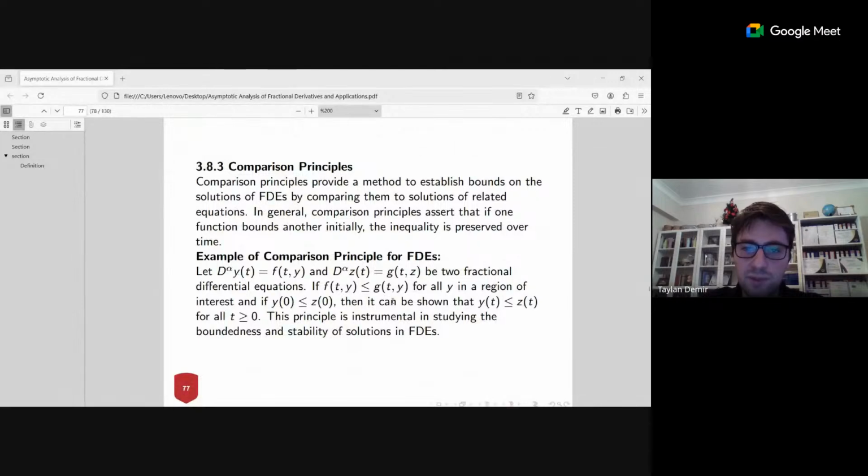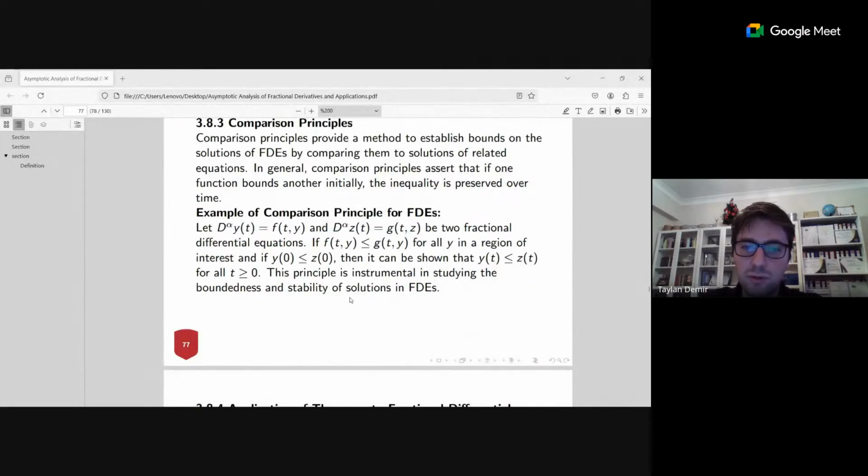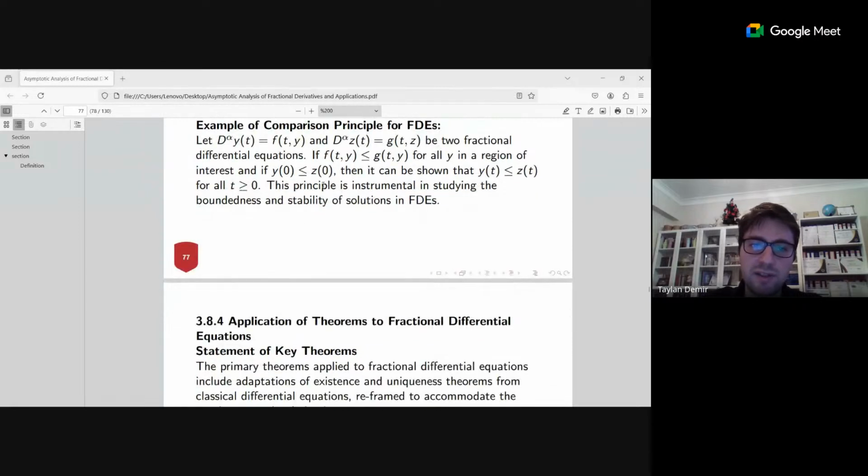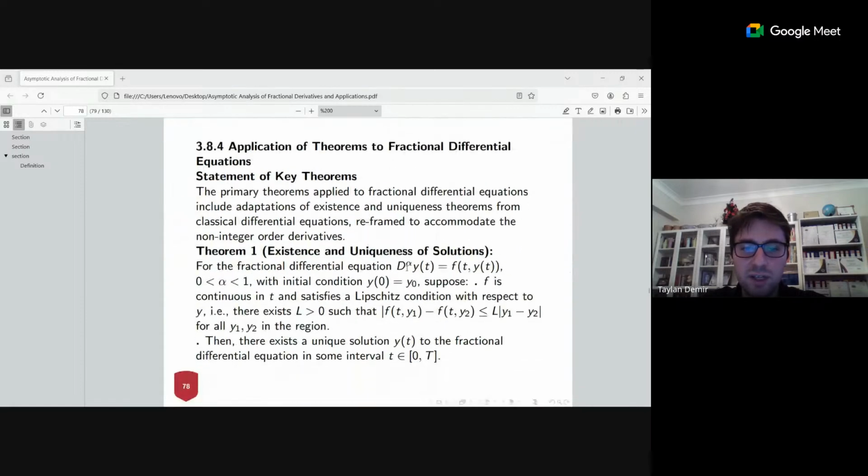And the comparison principle can be used as an example for the fractional differential equation. For example, consider d power alpha y of t equal f of t and y, and d power alpha z of t equal g of t and z, two fractional differential equations. If f is less than or equal to g for all y in the region of interest and y of 0 is less than or equal to z of 0, then it can be shown that y of t is less than or equal to z of t for all t greater than or equal to 0. This principle is instrumental in studying the boundedness and stability of solutions in fractional differential equations.